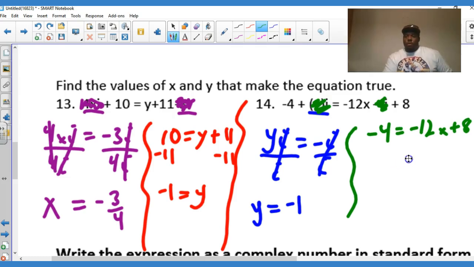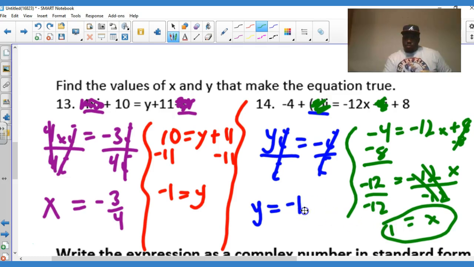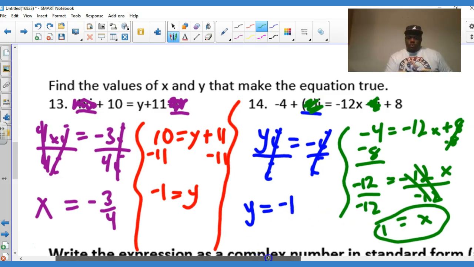Now I solve. I'm going to subtract 8 on both sides. So negative 4 minus 8, guys, is definitely negative 12, and I'm left with negative 12x on this side. Then I'm going to divide by negative 12 on both sides, so now x is by itself. Over on the left, negative 12 divided by negative 12 is definitely positive 1. So x is 1, y is negative 1. Those are the solutions to 13 and 14.